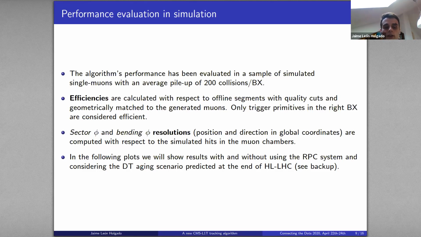Also for sector phi and bending phi resolutions, that are almost the same as position and direction, but in global coordinates.